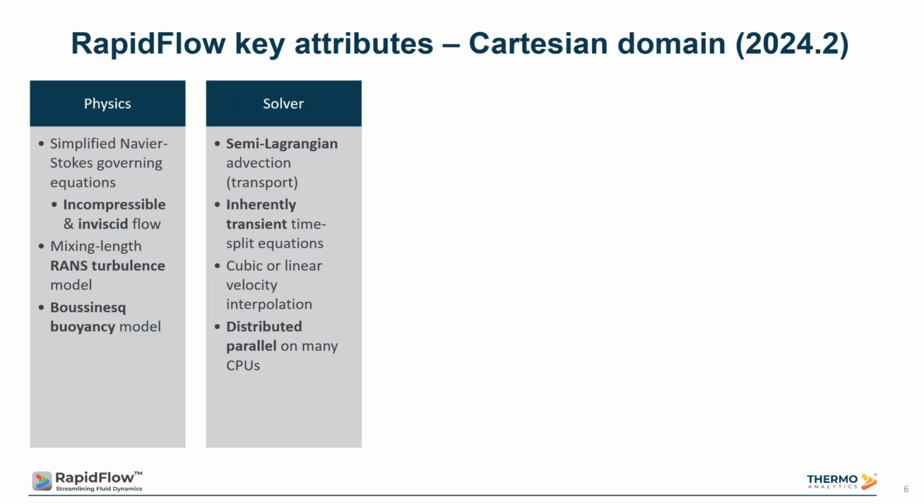In terms of the solver, we do a couple of novel things with RapidFlow. The advection part of the problem is solved with a semi-Lagrangian approach using sort of temporary particle transport rather than solving for something like momentum equations. The solver works on an inherently transient basis using time split equations. And we'll talk more about how the inherently transient nature is used for different kinds of problems.